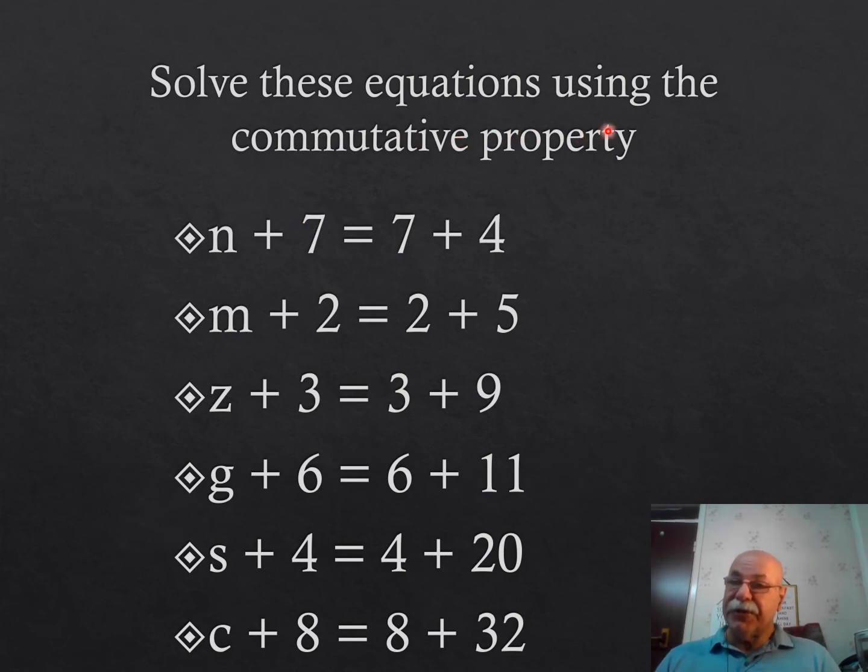Solve this equation. Use the commutative property. Here we have an open equation, because we have n plus 7 equals 7 plus 4. So n equals 4. Why? Because when I transfer the 7 to the other side, it becomes minus 7; plus 7 and minus 7 cancel, and it becomes 4, so n equals 4.